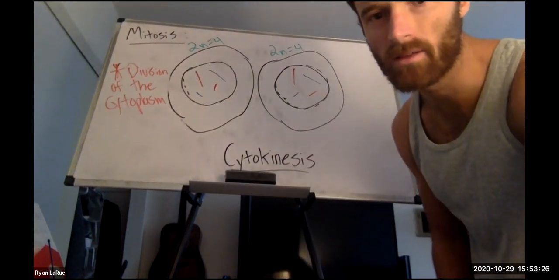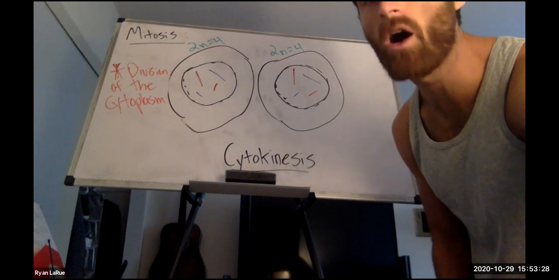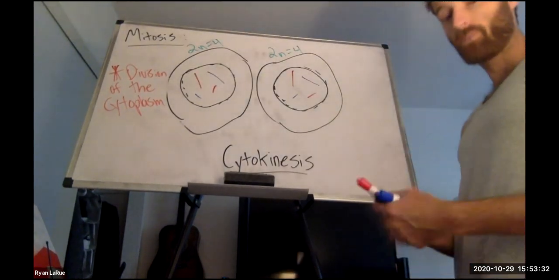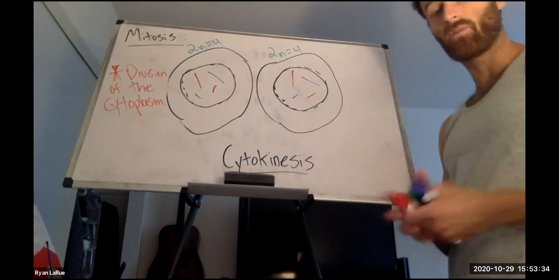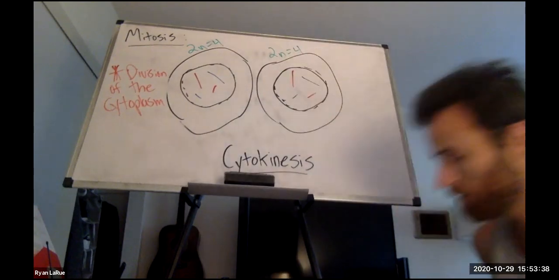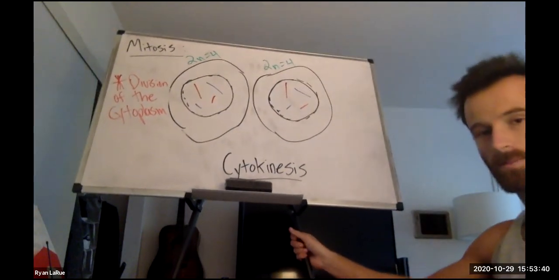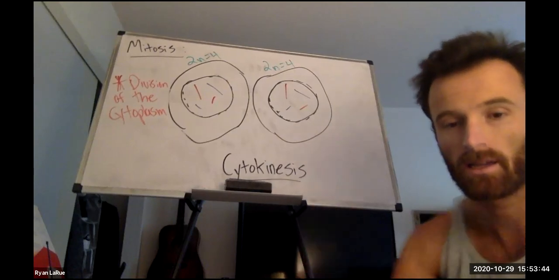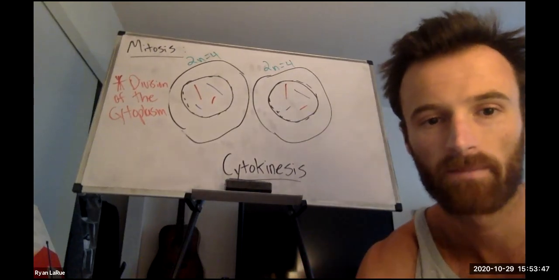In each new cell are the chromosomes then paired? Oh, good question. Yes. Remember, we have 23 homologous pairs. It's actually a great question. So let me show you what each of these cells looks like in a human after mitosis.